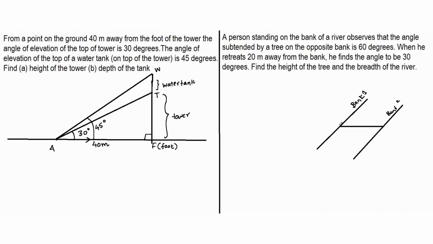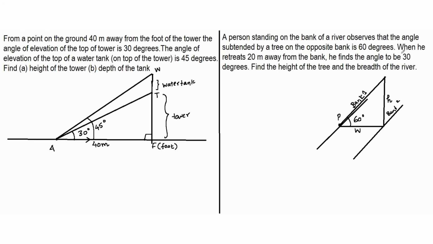A person standing on the bank of a river, let the person stand over here, observes the angle subtended by a tree on the opposite bank is 60 degrees. So there is a tree situated over here and he notices that the angle subtended by this tree is 60 degrees, meaning the angle of elevation of this particular tree is therefore 60 degrees. So this whole angle is therefore 60 degrees. So this is the width of the river and this is the height of the tree.